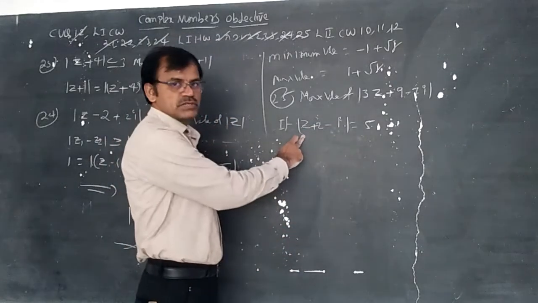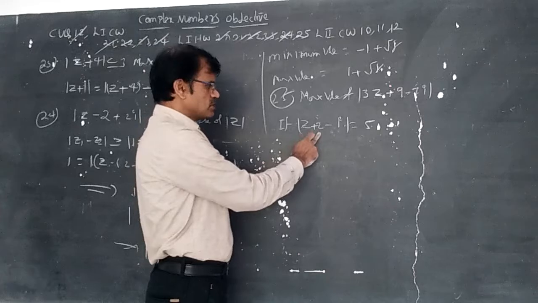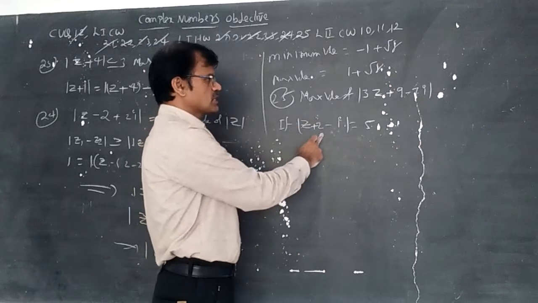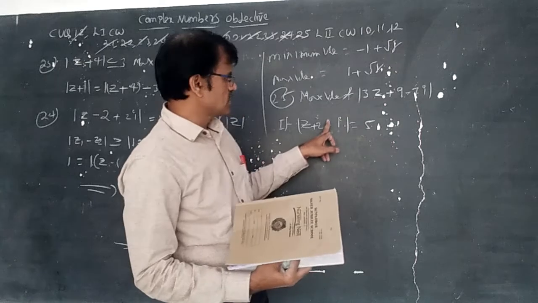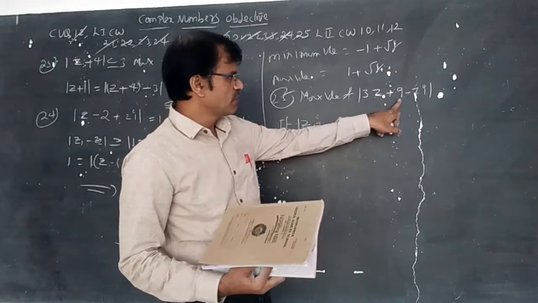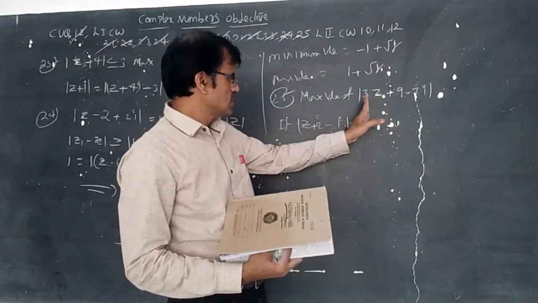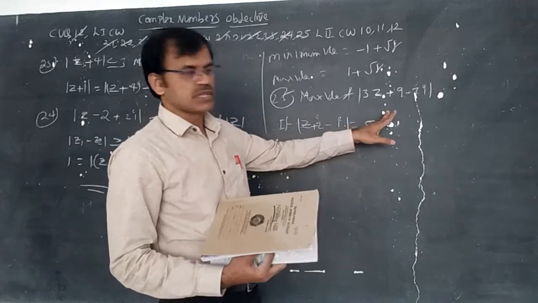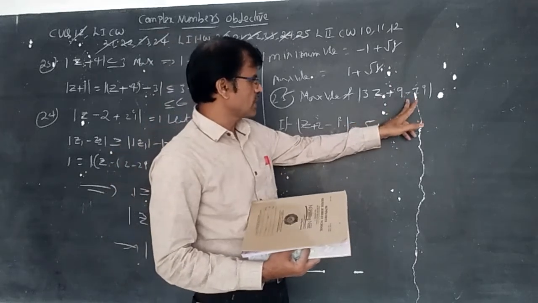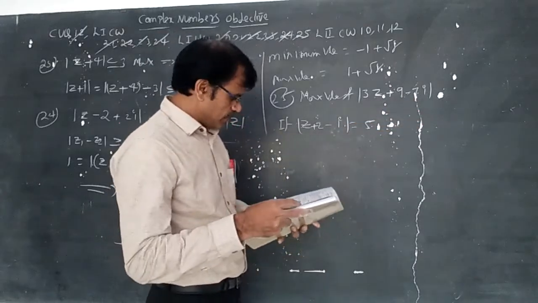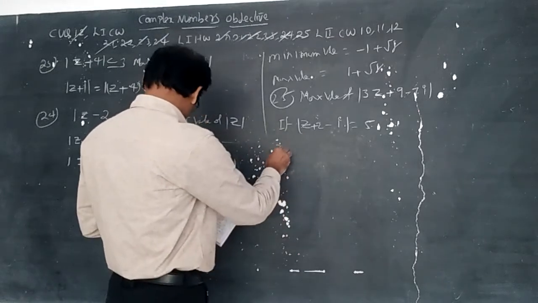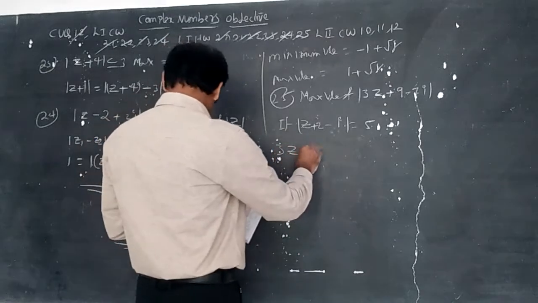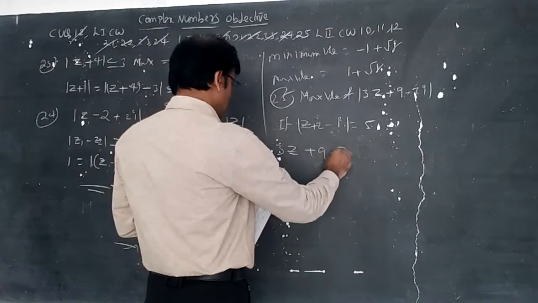If you multiply this value with 3, we get 3z plus 6 minus 3i. In this concept we can convert 3z plus 9 minus 7i: 9 can be converted as 6 plus 3, and minus 7i can be converted as minus 3i minus 4i. We need to calculate modulus of 3z plus 9 minus 7i.